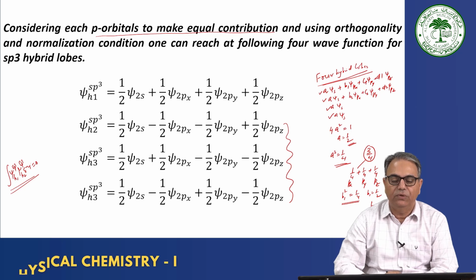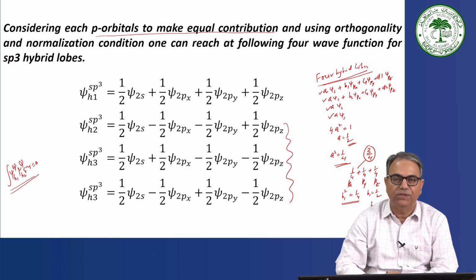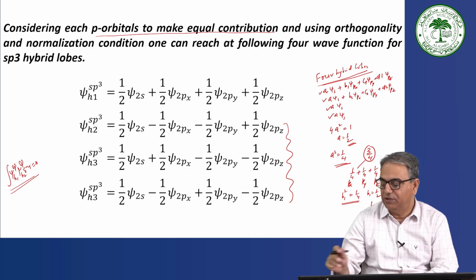So one way of finding out the coefficients is this. But here we have supposed that p orbitals make equal contribution to each of the lobes. This may not be so. If we don't suppose this, then how to find out? There are ways to find out. And I will give you other functions also. Both approaches are given in the book, so both approaches I will give you. Okay.